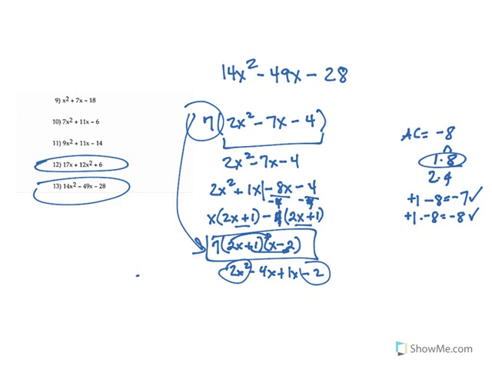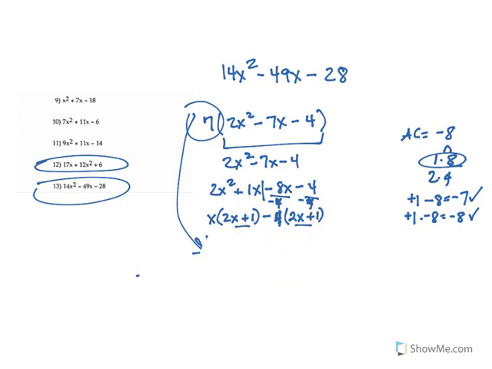All right, so this answer should be 2x plus 1 times x minus 4. So when I double check it, I get 2x squared minus 8x plus 1x minus 4, which is what I need. So it's correct. And then I bring down my 7. So this is our correct answer.